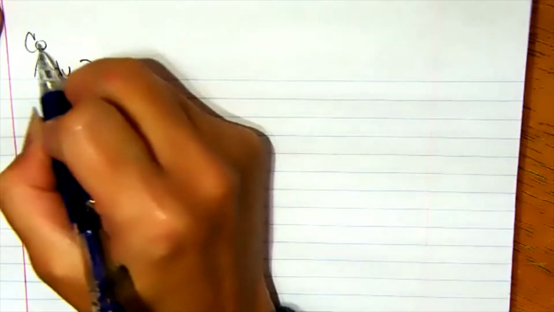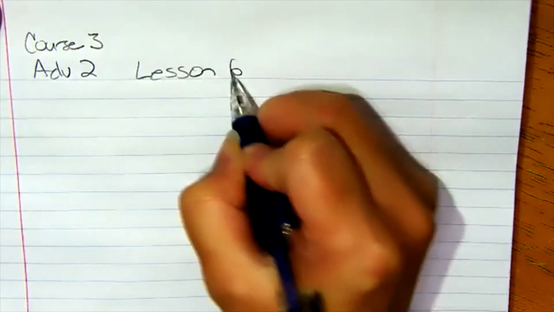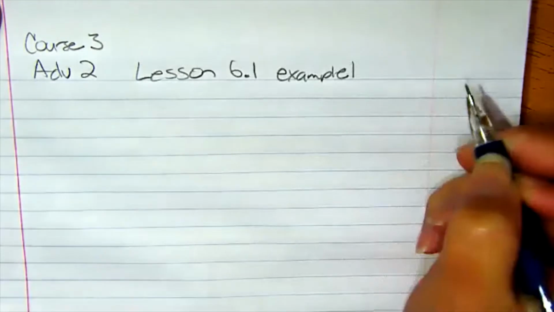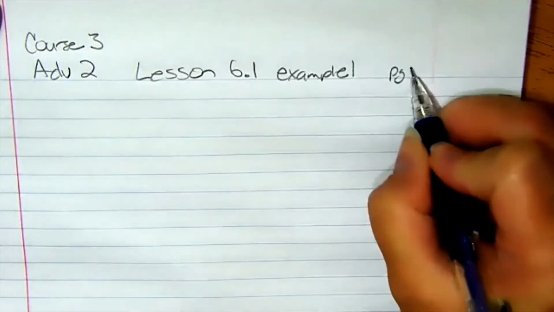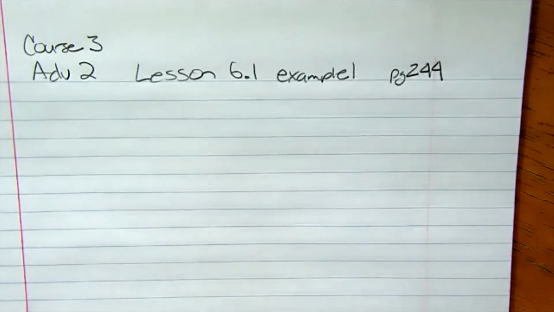Okay, if you are in Math 7 Excel, we're working from the Advanced 2 textbook. If you are in Math 8, we are working from the Course 3 textbook. We are doing lesson 6.1, example 1, and it can be found on page 244.